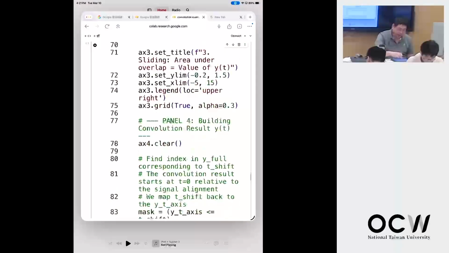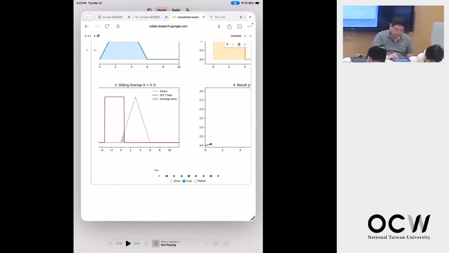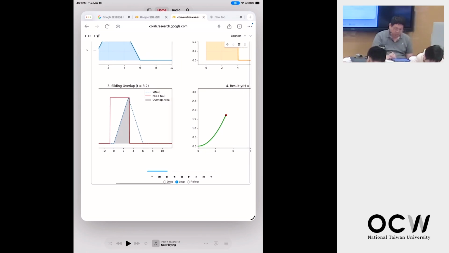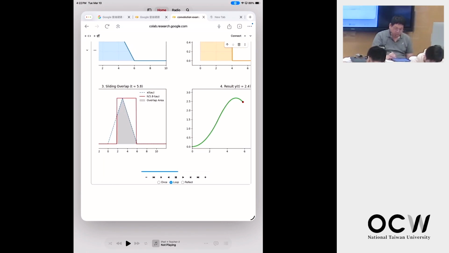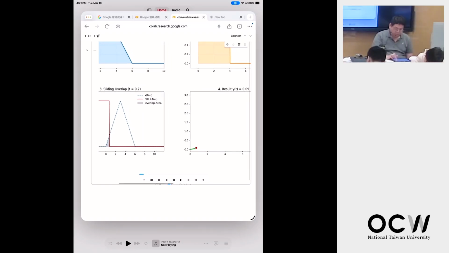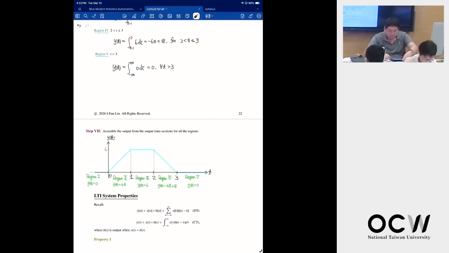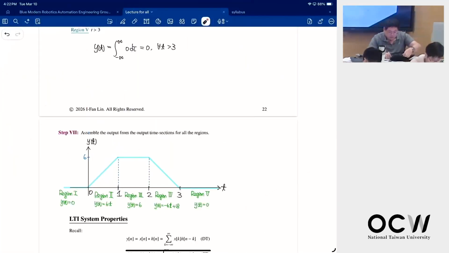Okay, and now let's see another one. One triangle pulse and the other one is rectangular pulse. All right, so any questions about this?